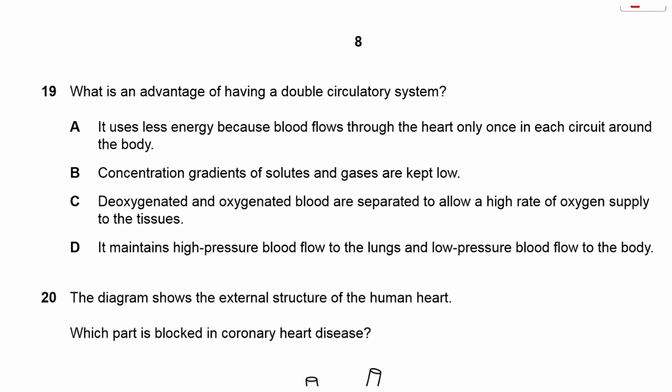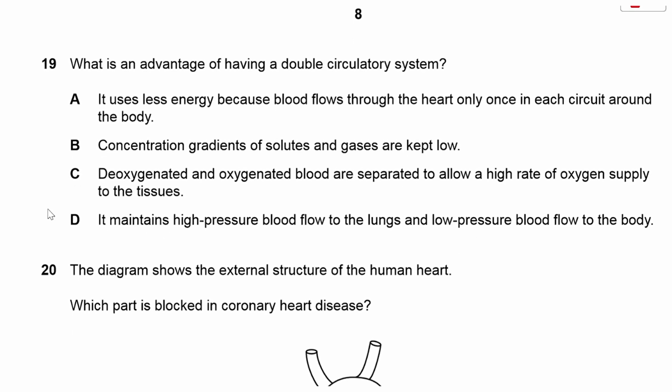Number 19 says, what is an advantage of having a double circulatory system? Alright, so A, it uses less energy because blood flows through the heart only once in each circuit around the body. Blood flows twice for double circulation. Concentration gradient of salts and gases are kept low. Deoxygenated and oxygenated blood are separated to allow a high rate of oxygen supply. That's correct. It maintains high pressure blood flow to the lungs and low. No, that's not correct. So definitely for number 19, it is a C. We'll choose C.